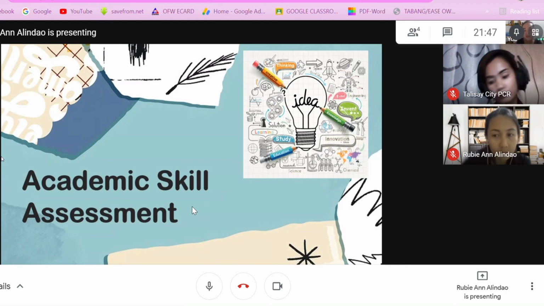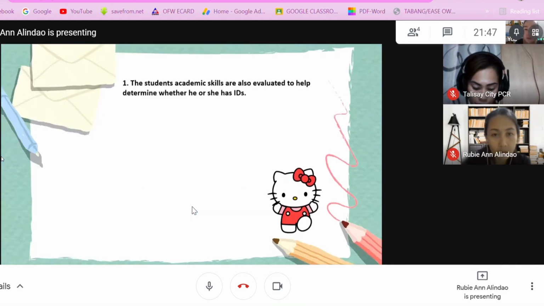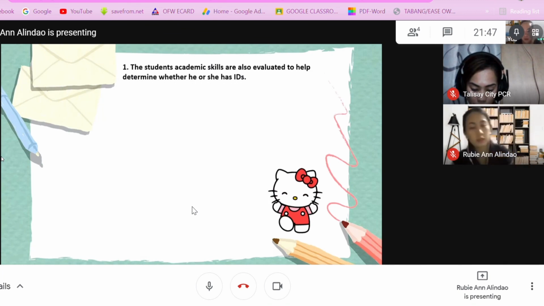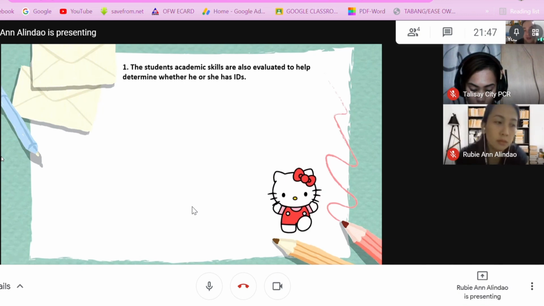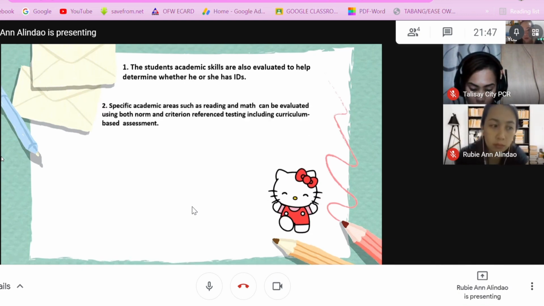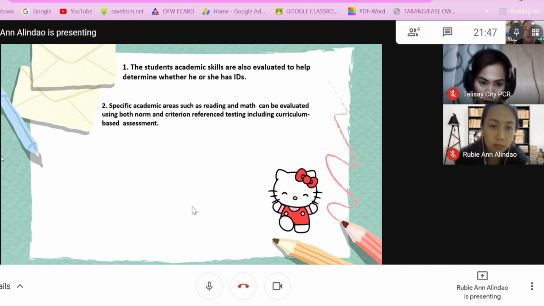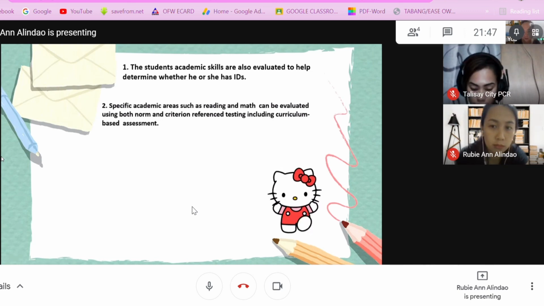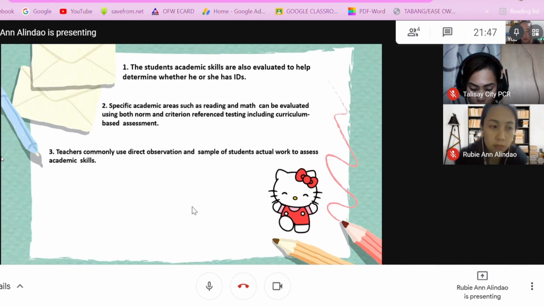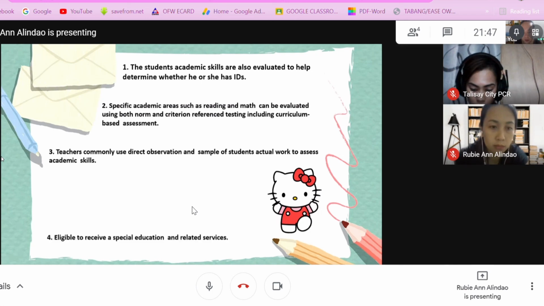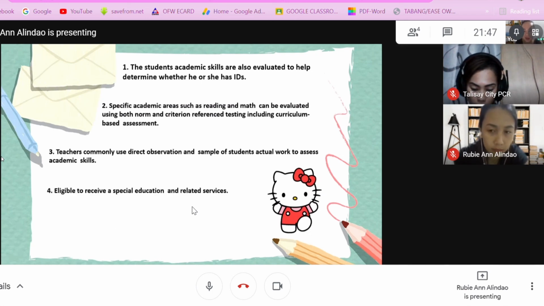Let's go to academic skills assessment. The student's academic skills are also evaluated to help determine whether he or she has ID, or intellectual disabilities. Specific academic areas such as reading and math can be evaluated using both norm- and criterion-referenced testing, including curriculum-based assessment. Teachers commonly use direct observation and samples of students' actual work to assess academic skills.